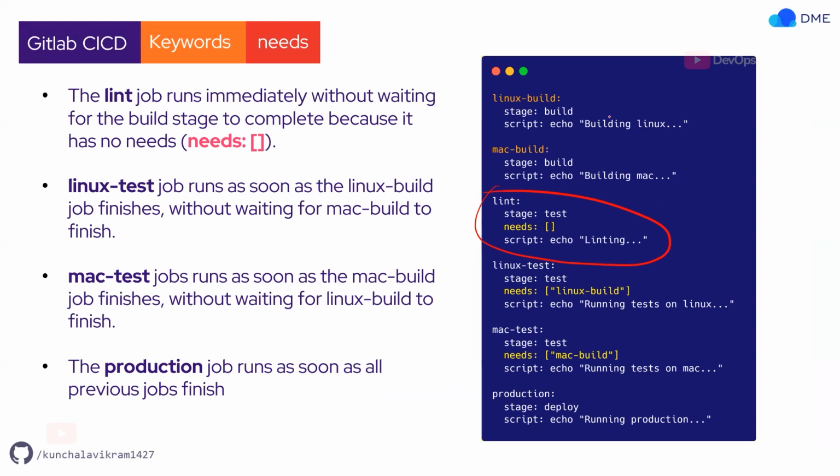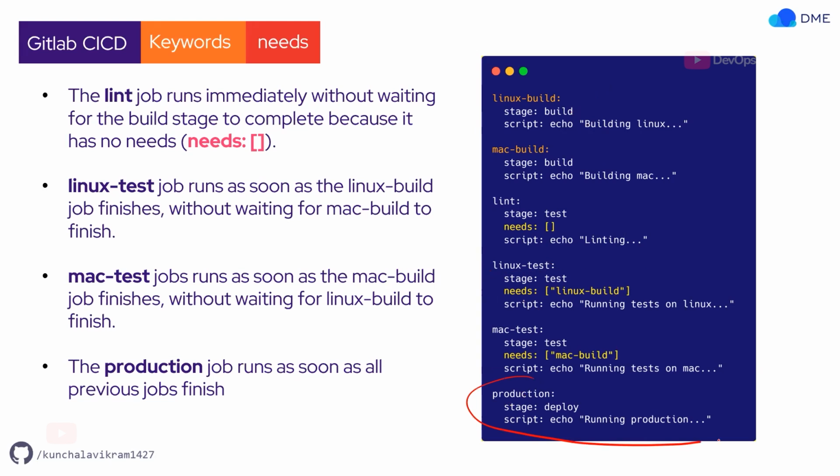But if you put any job's needs as an empty array, it will start immediately. It won't wait for previous stages to complete. It will start immediately, even though this is, let's say, the second or third stage. Understood? And this particular Linux test job requires the Linux build job. So once this Linux build job is completed, immediately this job will be started.